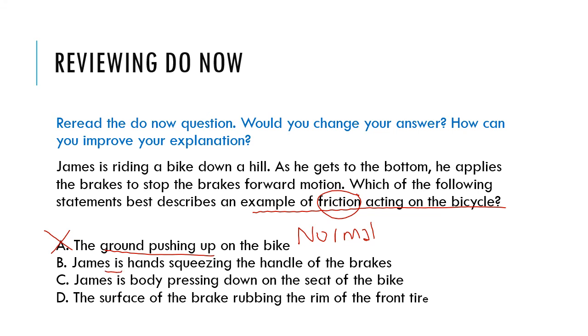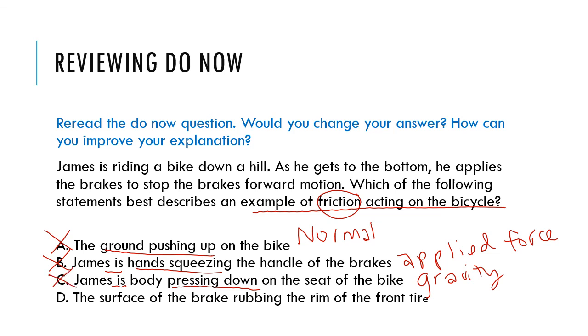James's hands are squeezing the handle of the brakes. So if he's squeezing it, that means he's actively pushing it. That's going to be our applied force. Is that friction? Nope. Another typo, sorry, guys. James's body is pressing down on the seat of the bike. So what's causing that to happen and him not to just float away? It's got to be gravity that is keeping him down. That's not friction. So it looks like it's going to be D, but let's just read it to be sure.